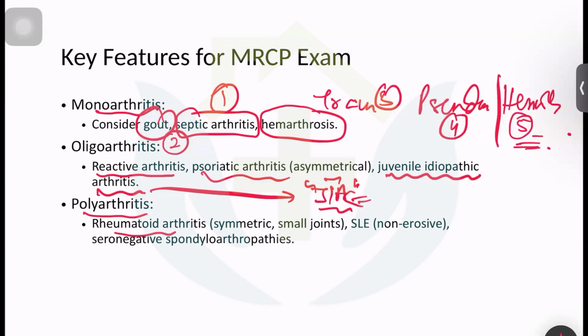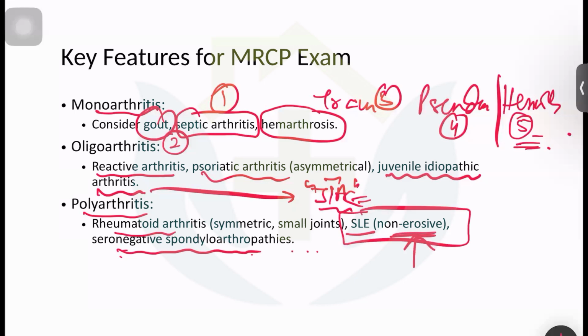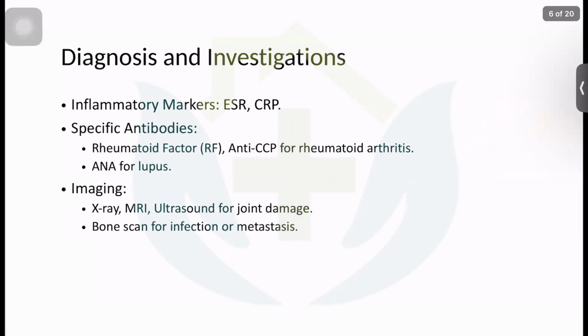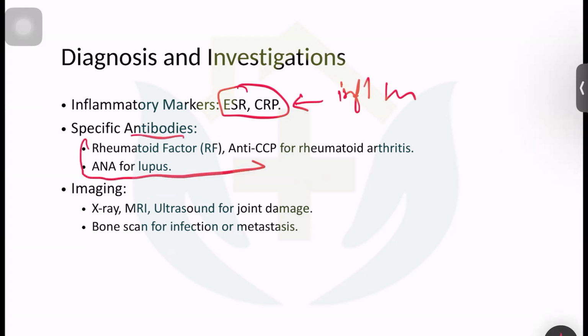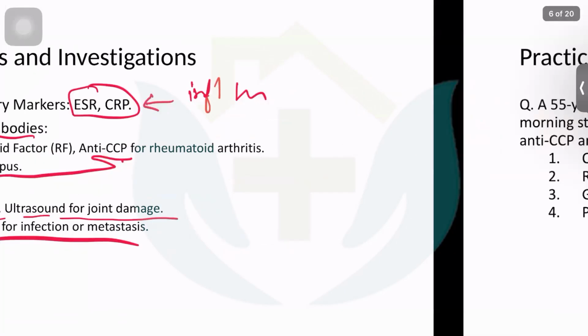Polyarthritis: rheumatoid arthritis, SLE, symmetric, seronegative spondyloarthritis. So whenever SLE is there, you always remember that it is non-erosive. How do you diagnose? Inflammatory markers are very important to differentiate inflammatory from non-inflammatory. Specific antibodies like RA factor, anti-CCP, ANA. Imaging: X-ray, MRI, ultrasound for joint damage, bone scan for infection or metastasis.